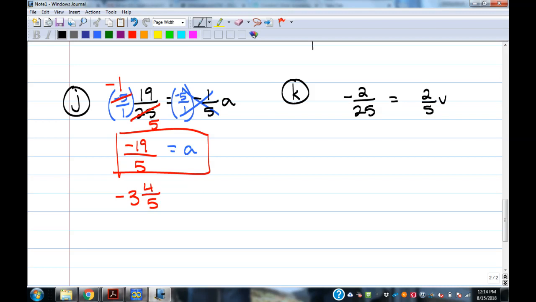What are we doing here? Yes. Multiply by one. What did we do on J? Multiply by. What did we multiply? Multiply by five over two. One ten later.